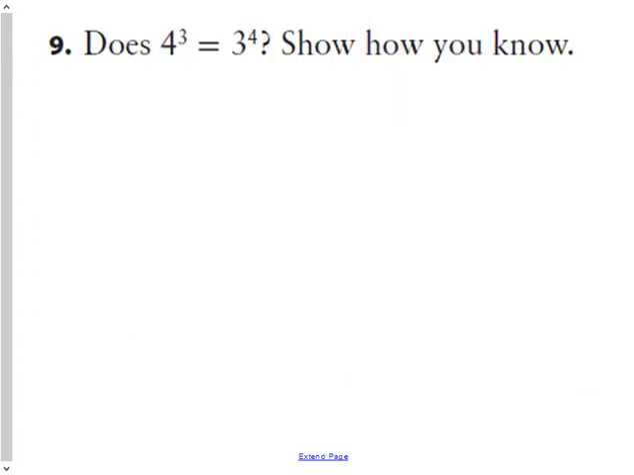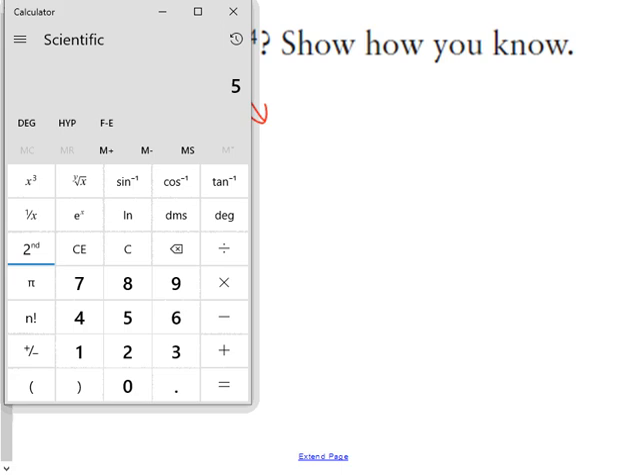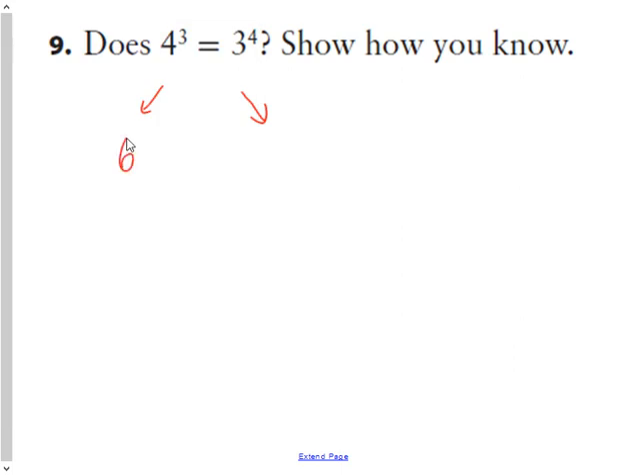Does 4 cubed equal 3 to the power of 4? Show how you know. Well, the easiest way to do it would be just to find the standard form value of each. Use your calculator. 4 cubed is 64, so I'm going to put 64 here. And 3 to the power 4 is 3 times 3 times 3 times 3, which I know is 81. So therefore, they do not equal each other. And we just have to say these do not equal each other.